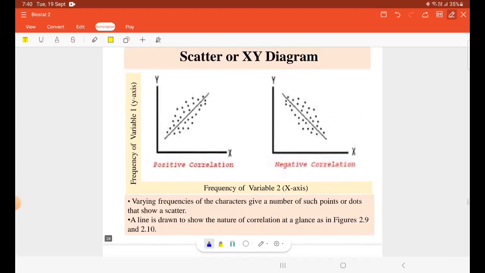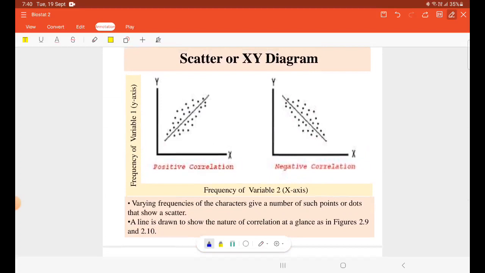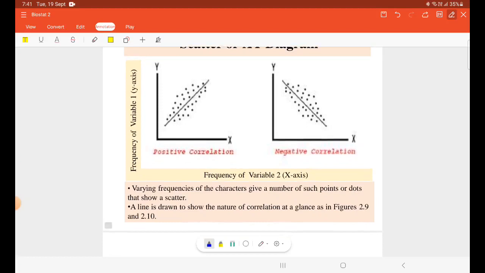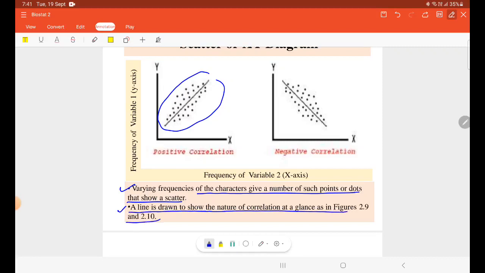Scatter diagram or XY diagram. Frequency of variable 1 on the y-axis, frequency of variable 2 on the x-axis. So here typically two variables are observed and their frequencies are plotted randomly on a graph. Now the varying frequency of the characters gives a number of such points or dots that show a scatter. So the dots will be scattered. Sometimes it can show a pattern, and a line is drawn to show the nature of correlation. Sometimes they make a pattern, called correlation: positive correlation, going upwards, and negative correlation, coming downwards.